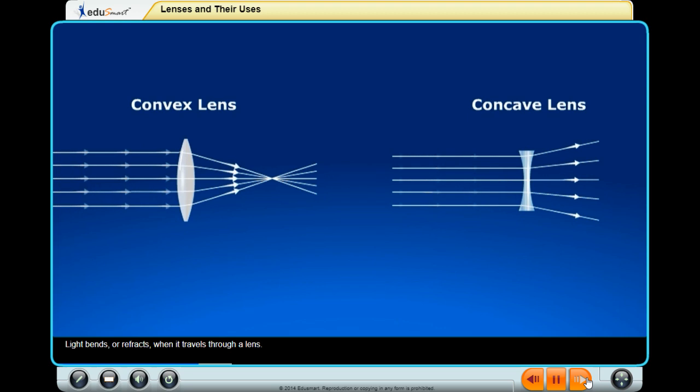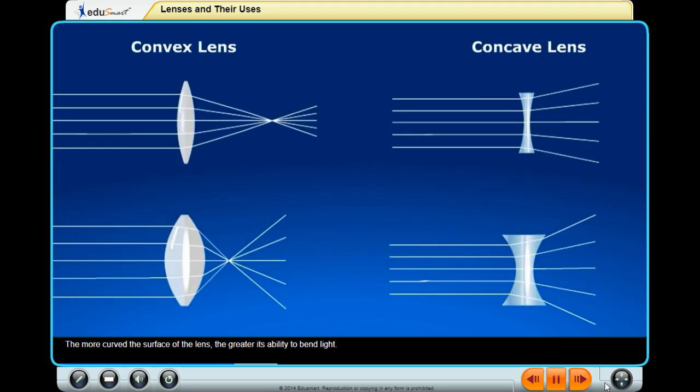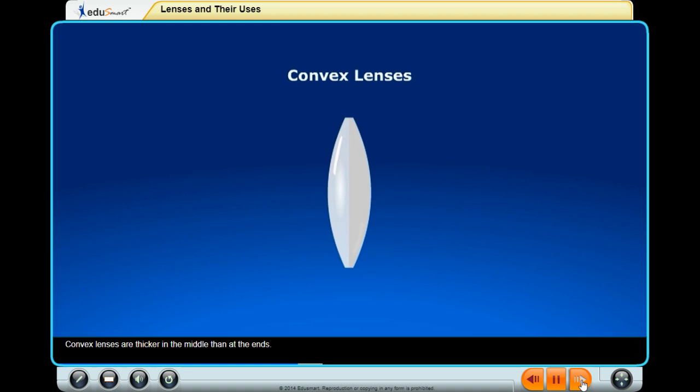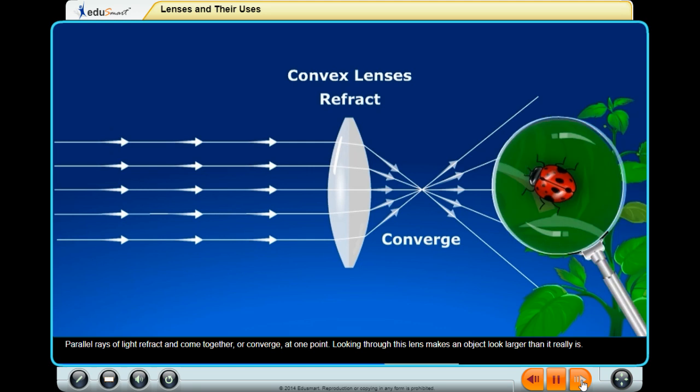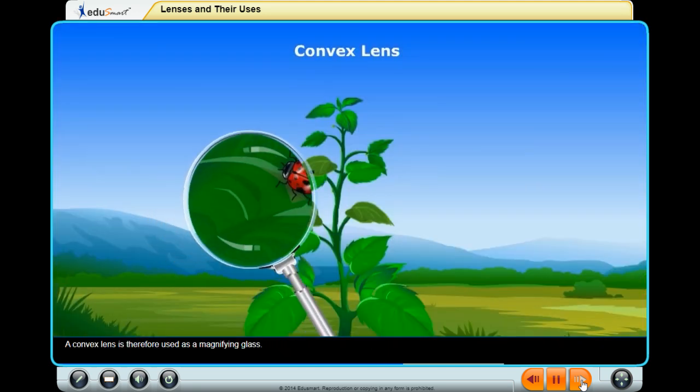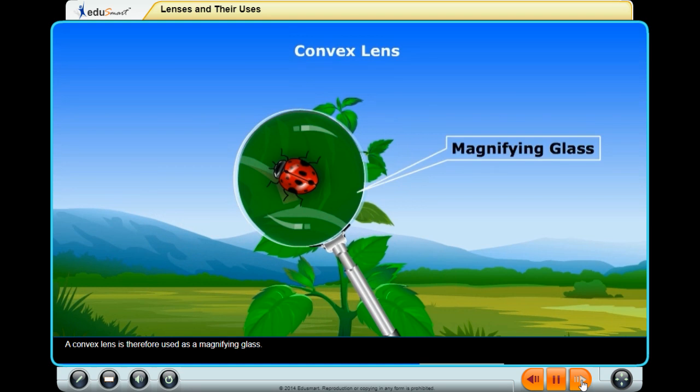Light bends or refracts when it travels through a lens. The more curved the surface of the lens, the greater its ability to bend light. Convex lenses are thicker in the middle than at the ends. Parallel rays of light refract and come together, or converge, at one point. Looking through this lens makes an object look larger than it really is. A convex lens is therefore used as a magnifying glass.